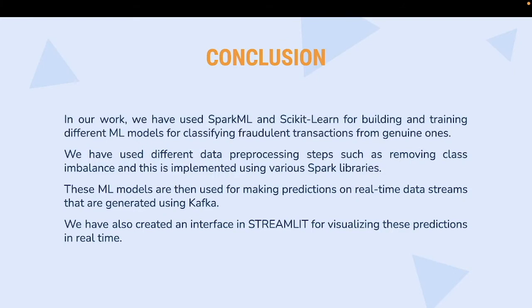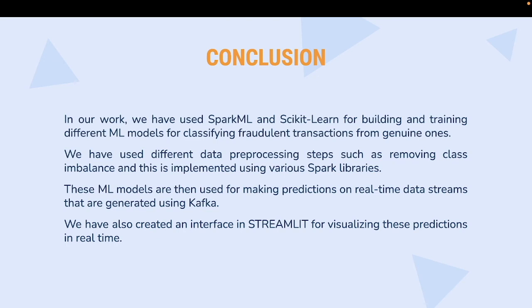To conclude, in our work, we have successfully created a real-time credit card fraud detection system using Apache Spark, Kafka, and machine learning algorithms. We have used Spark SQL for data processing and balancing out the unbalanced data, which was used for machine learning. SparkML and scikit-learn libraries were also used to implement and train the 10 different machine learning models used for making the predictions. The trained models were stored as pickle files in order to be used for real-time predictions.